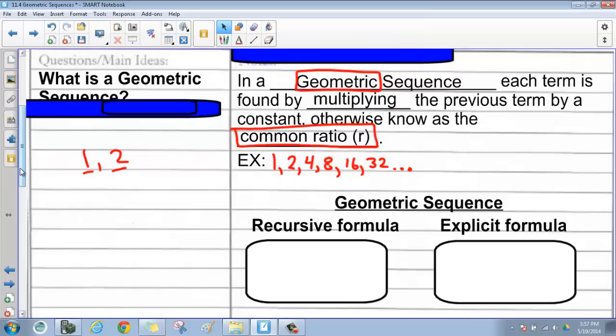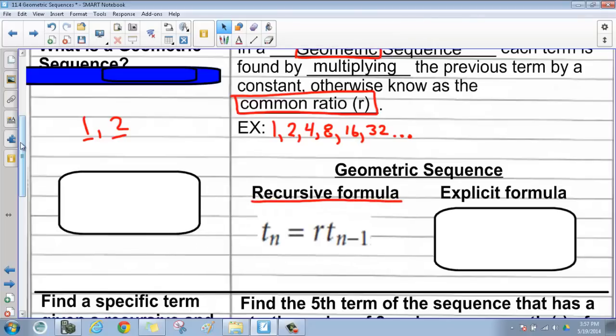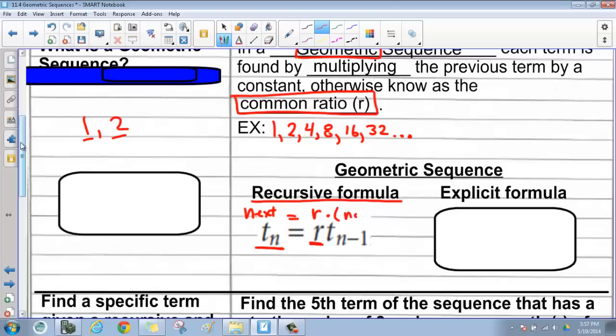Now, there are two forms of defining a geometric sequence. The first form is the recursive form right here. You've seen this in 11.1. It was maybe a little bit different, but the recursive formula for a geometric sequence is given as this: T sub n, you can think of this as your next, is equal to the common ratio, r, multiplied by your now. So you take your now, say 1, and multiply it by the common ratio, say 2, you will get your next, which is 2 in this situation.